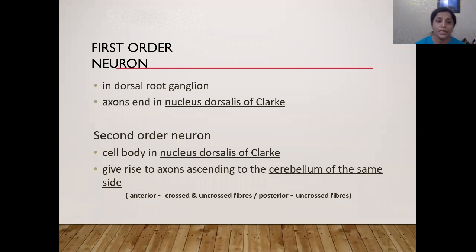Now, let us trace the neurons. We know the first order neuron is going to enter the dorsal root because it is the sensory root. Here, the axon will end on the Clark's nucleus.